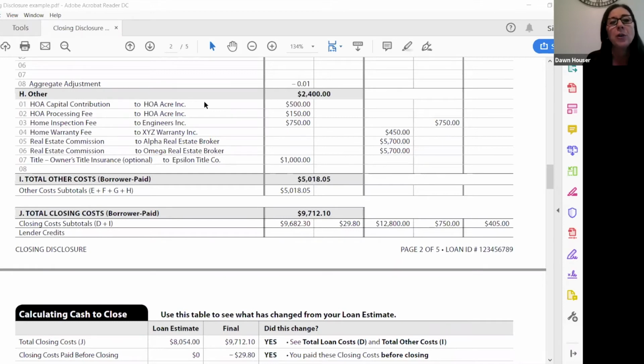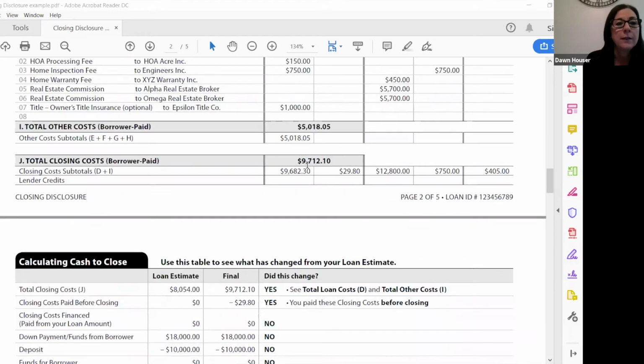We generally don't put the home inspection fee, which is on the H03 line. But in this example, they did put the $750. Sometimes we might add it if we are using a lot of seller contributions and we want to eat them all up. We'll put it on there so the buyer could get some of their money back. And then in this case, the home warranty for $450 is being paid by the seller. And then the real estate commissions are listed as paid by the seller.